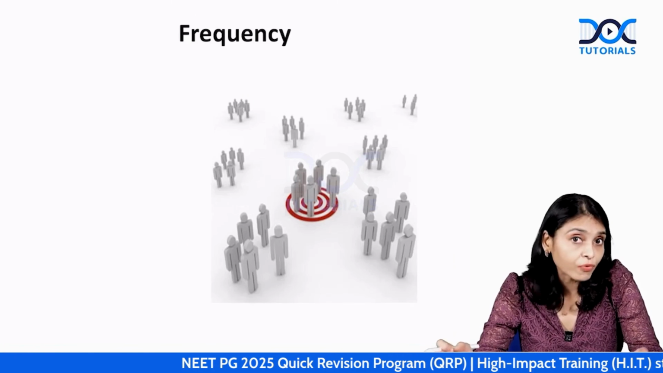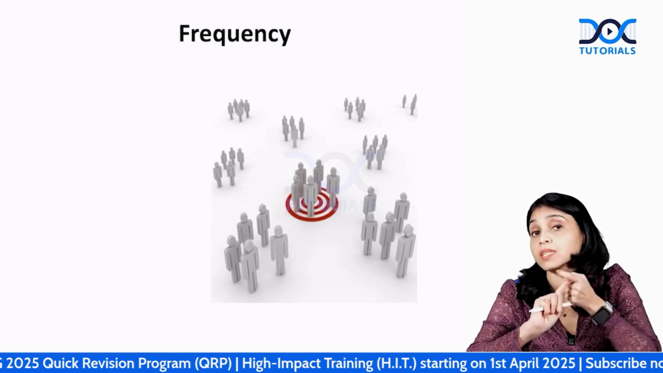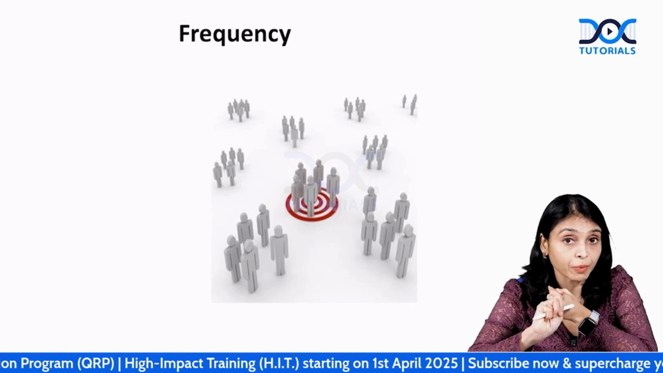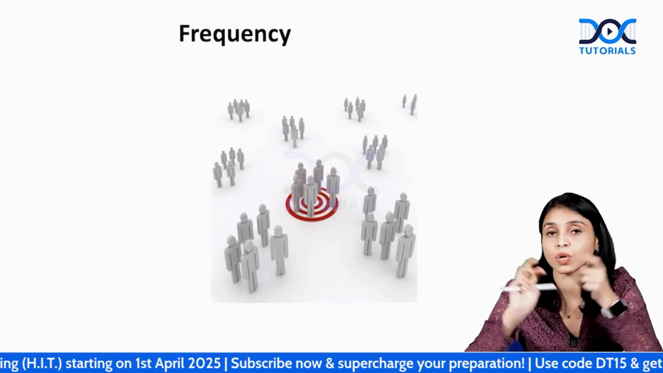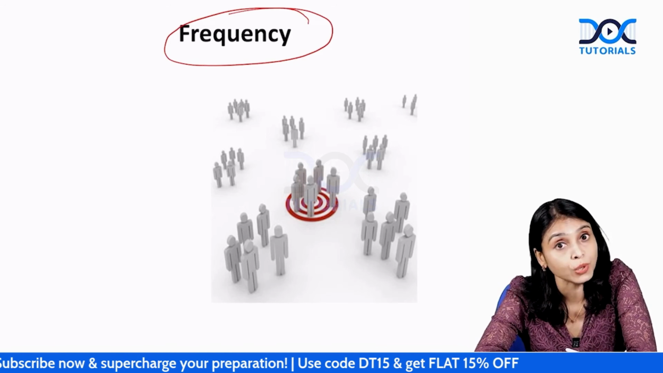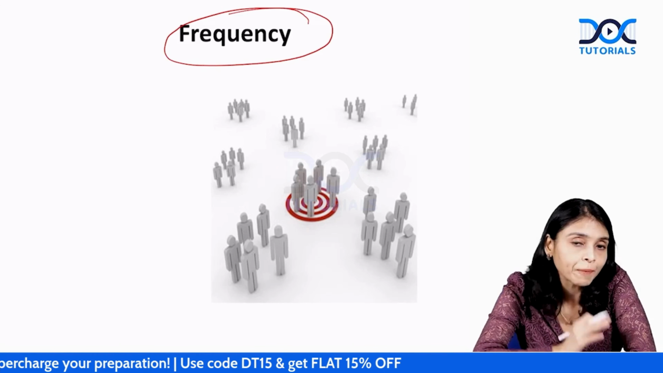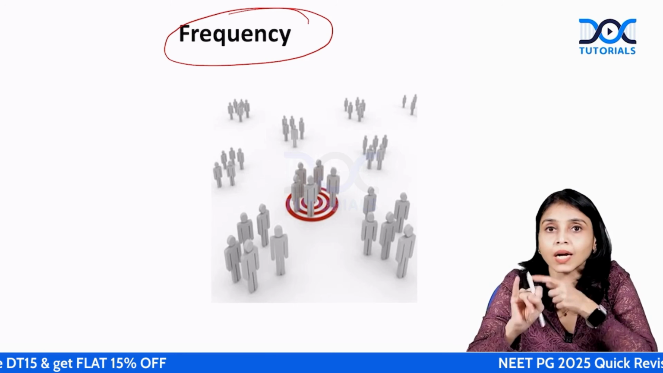Okay, moving further. See, I told you in epidemiology, you are mainly studying three things, right? One is frequency: how many people are affected with the disease? Second, the distribution. And third is the determinants or the risk factors. So let's start with the first one, frequency, and see what are the MCQs from frequency. Frequency means what? Counting, right?